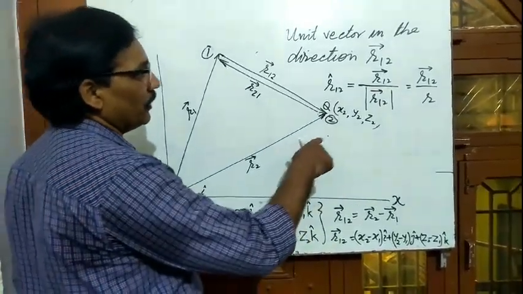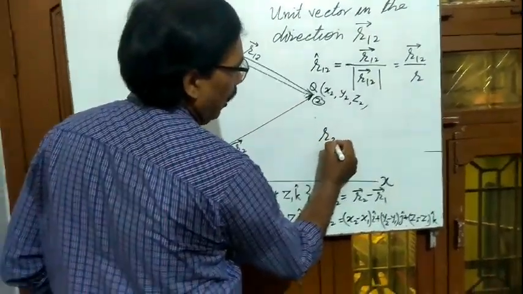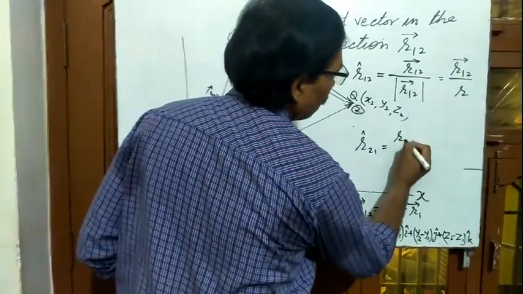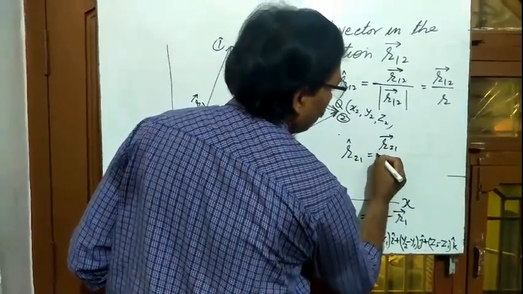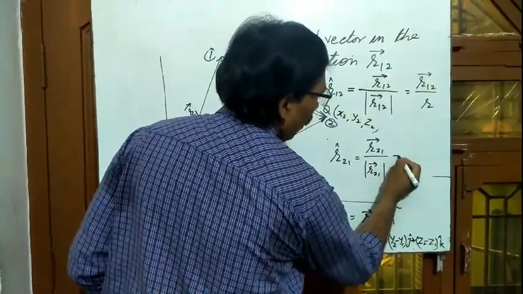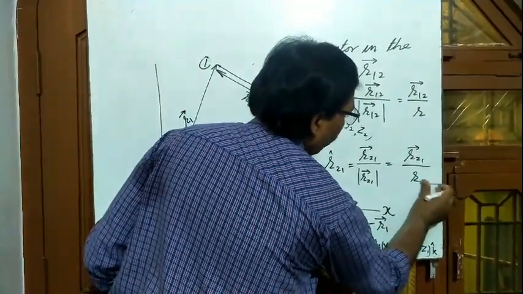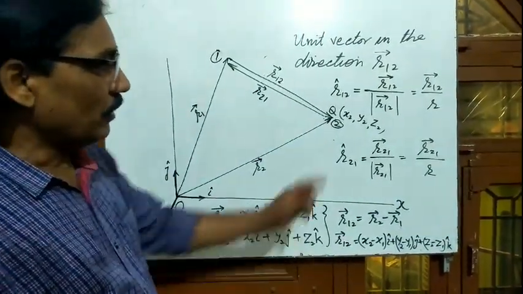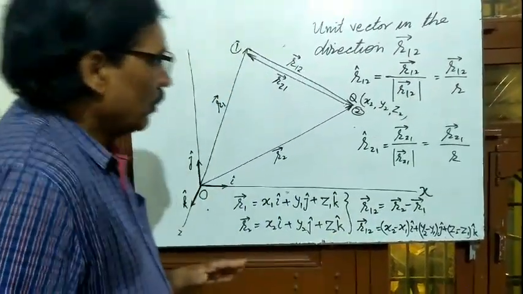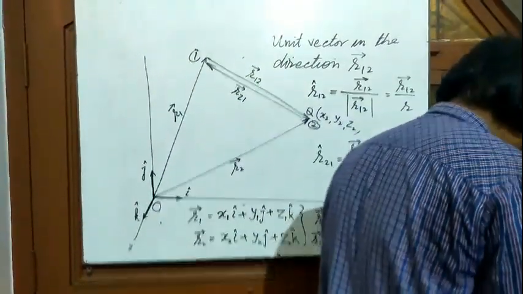Similarly, the unit vector in the direction of r21, that is r21 cap, will be equal to how much? It will be vector r21 divided by mod r21, or vector r21 divided by r. Because the magnitude is same, r12 magnitude and r21 magnitude are same, suppose it is equal to r. I think you have got it. Now come to our topic.